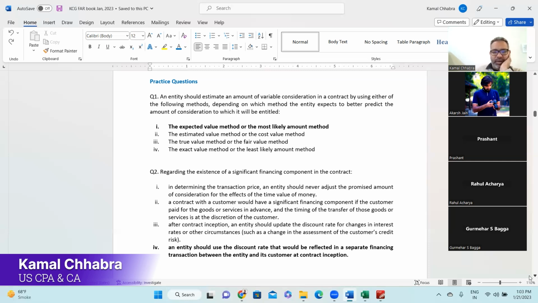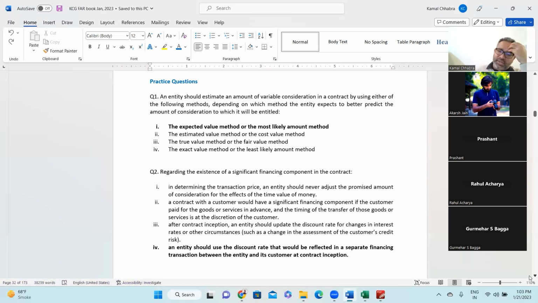Third is, after a contract inception, the entity should update the discount rate for change in interest rate or other circumstances, such as change in the assessment of the customer credit risk. So what they are saying is, initially, let's assume $10,000 was the price, and you have given a $1,000 discount, and the rest of the $9,000 you have given on financing. But later on, the finance rate has changed. So would that change the discount amount? Are you getting the third point?